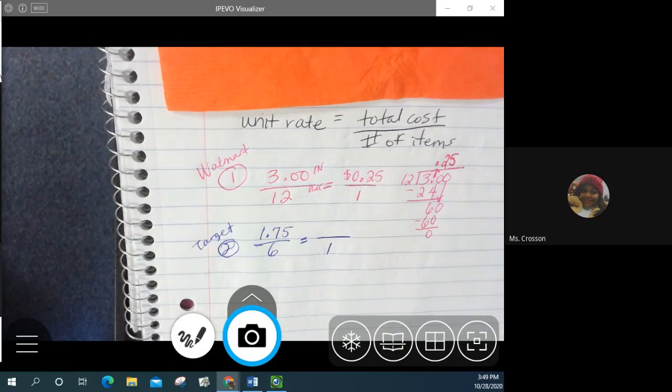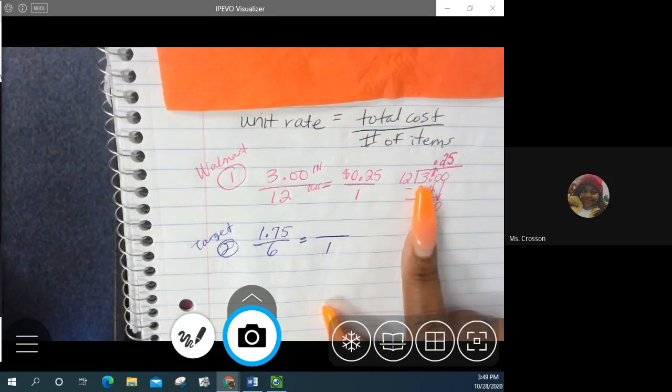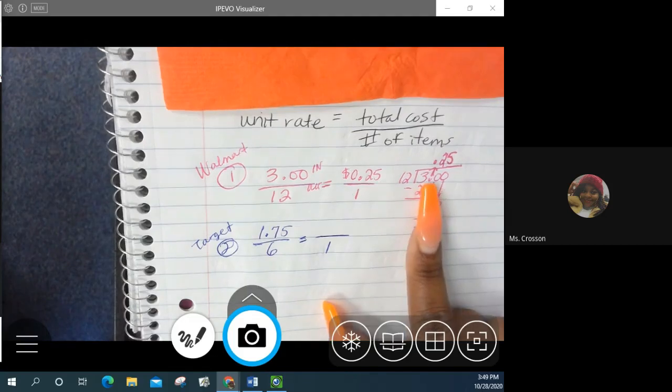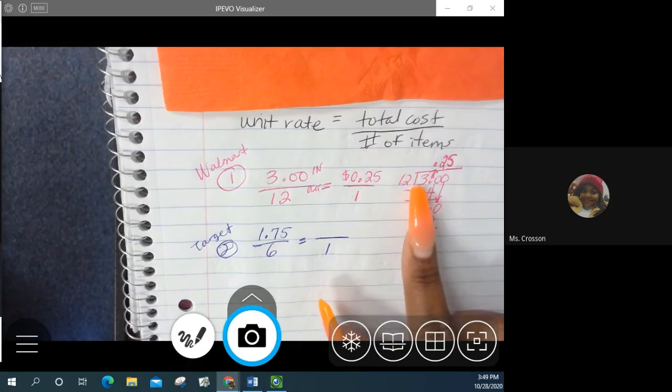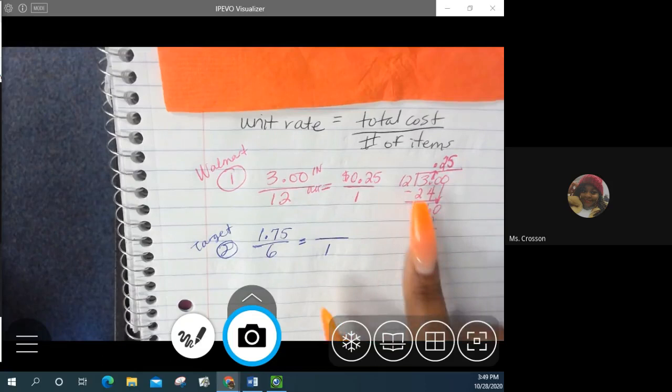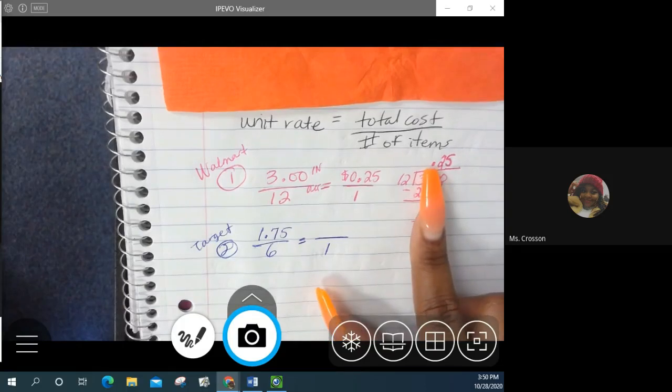Let me go through that again. So all I did was divide. I divided $3 by 12. 12 goes into 30 2 times. 2 times 12 is 24. We subtract, we get 6. Bring down the 0. 12 goes into 60 5 times. 5 times 12 is 60. 60 minus 60 is 0. Move my decimal up.